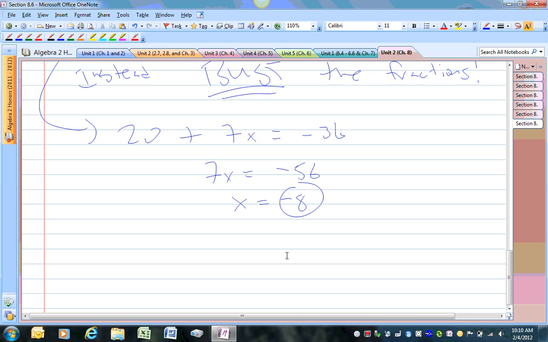Alright, let's try another one where we can bust the fractions. Number 3, which is the following.